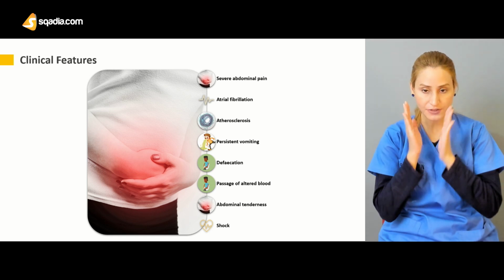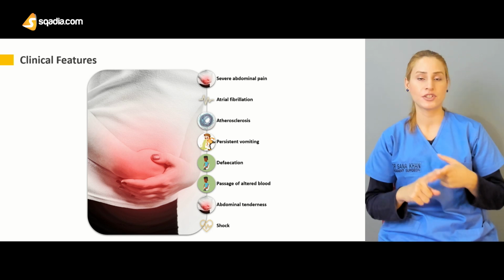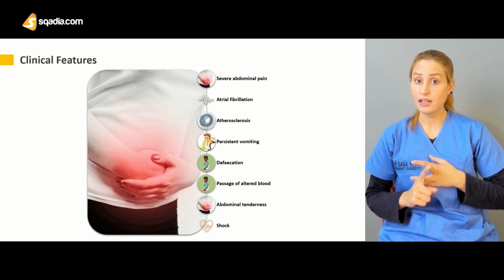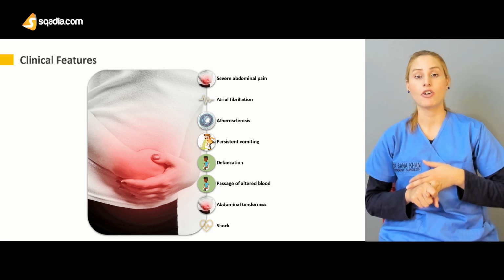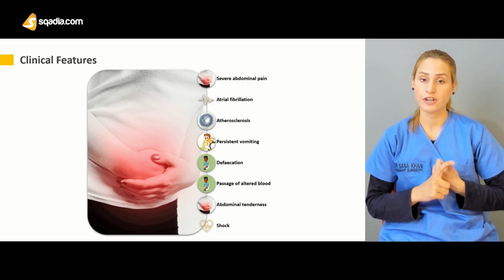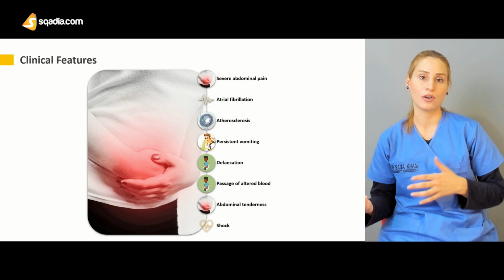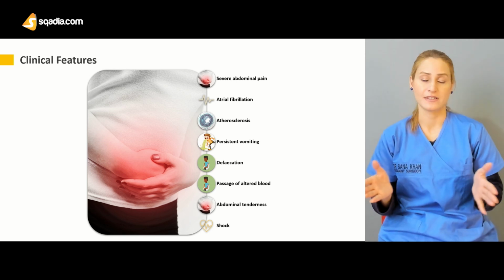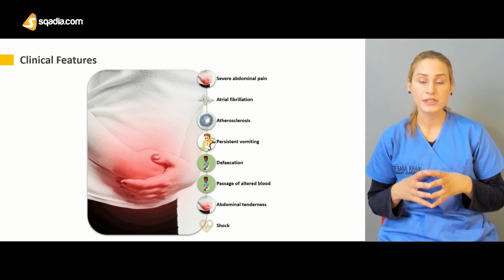Okay. So starting from the clinical features: severe abdominal pain, maybe a history of atherosclerosis, maybe there is a history of valvular diseases, or maybe there is a history of ischemic heart disease or myocardial infarction in the recent past, or the patient has a history of atrial fibrillation. And then the patient might have persistent vomiting. There can be passage of bloody stools.